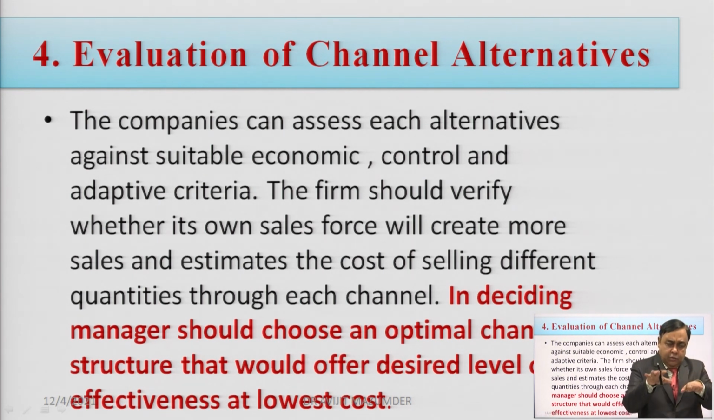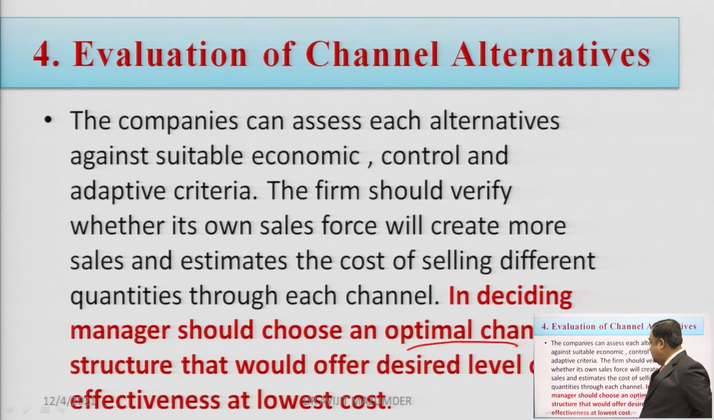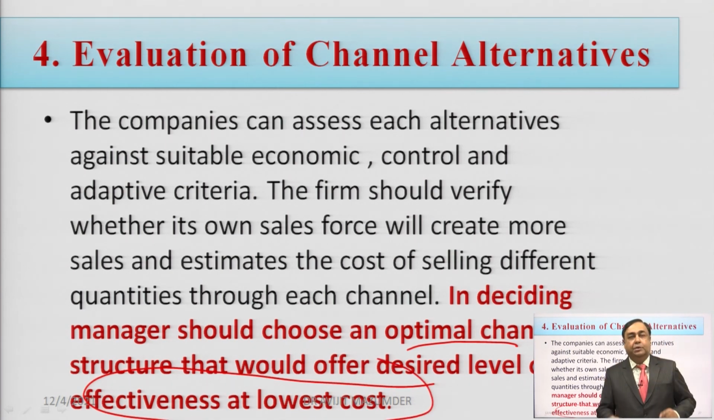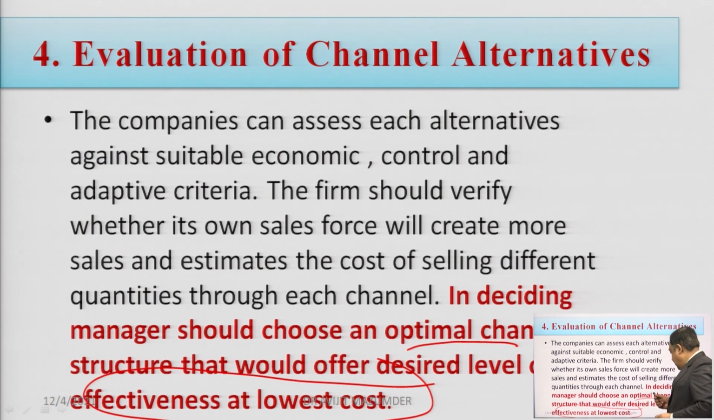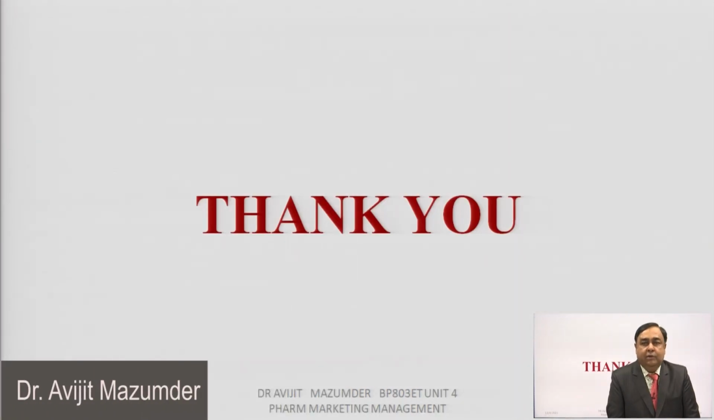So, they will have a sort of balance between the benefits they get and the expenditure they make. In deciding, the marketing manager needs to choose that appropriate channel structure that would offer the maximum desirable effectiveness at the minimum possible cost. This is very important. It is the intuition and the decision of the marketing manager, who has to decide the optimum channel where the effectiveness and the cost are optimized. With this, I am coming to the end of the class today.